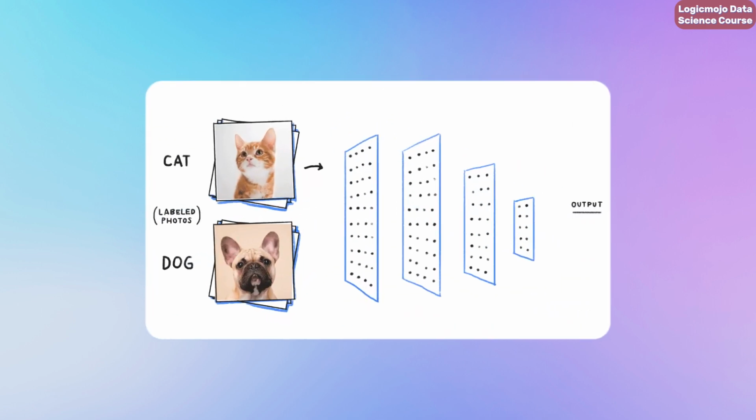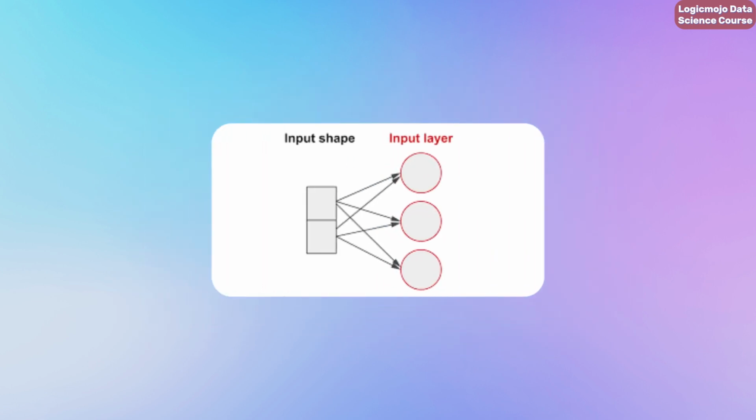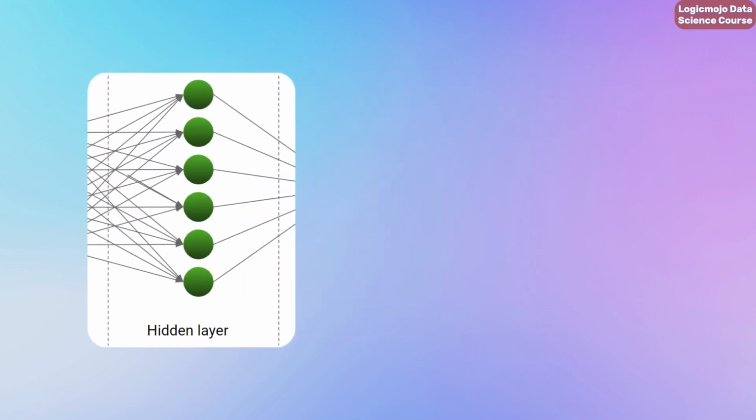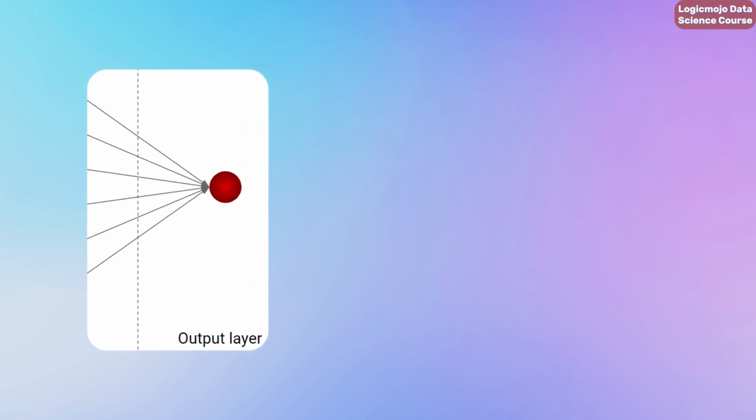For example, if we want to identify an image as a cat or a dog, we need to send multiple animal images as an input to our model, and we give that input to the input layer only. So this is the first layer, the input layer. Then we have the middle layer, which is the hidden layer, where we do all the processing and computations. And then we have the output layer, which actually predicts the output.